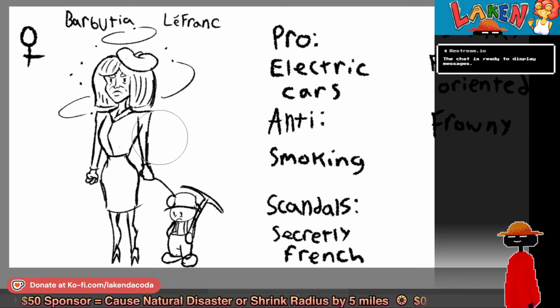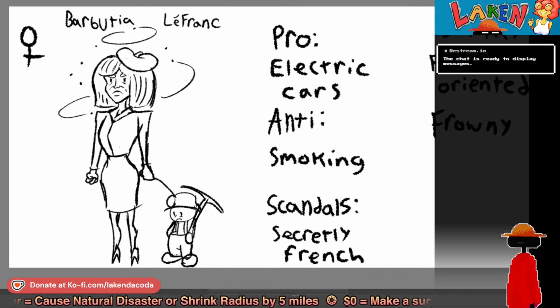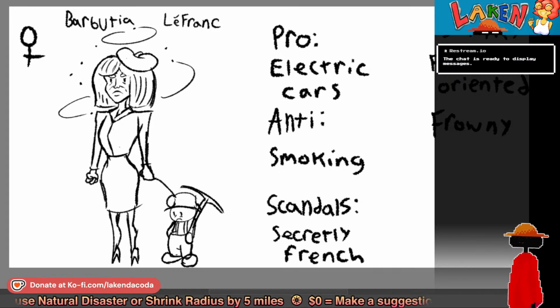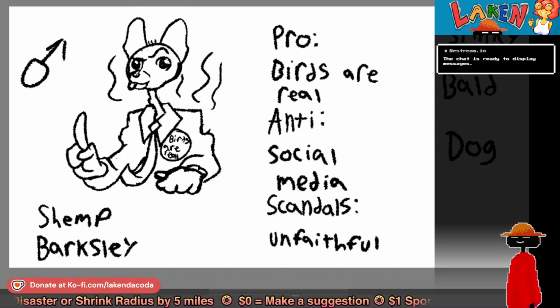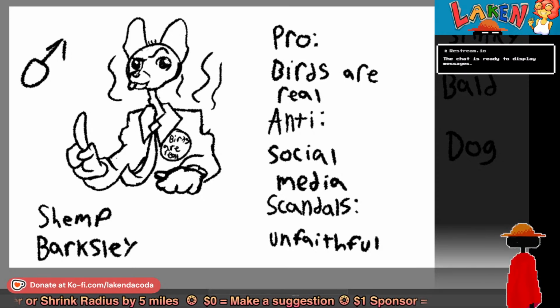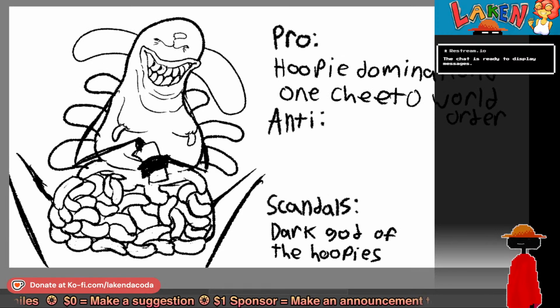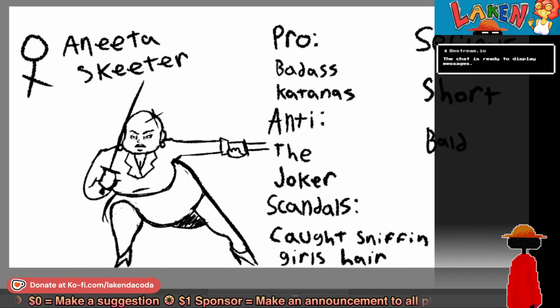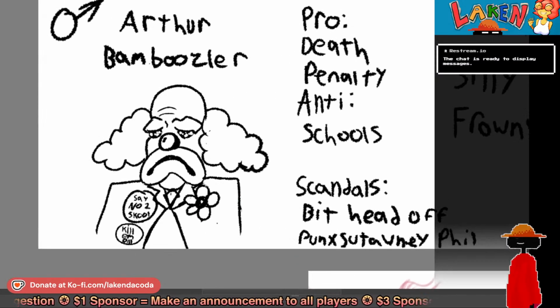Our losers from the previous debates are Barbutia Lafranc, who is a very smelly, family-oriented, serious woman who is secretly French. Shemp Barksley, who is a dog in a suit that is operated by a man, and he is also very smelly. Actually, not Tabitha Langley. She seems to have mysteriously disappeared. Arthur Van Boozler, who is a clown, has a big nose. He's very silly, but he's also very frowny. He frowns a lot.